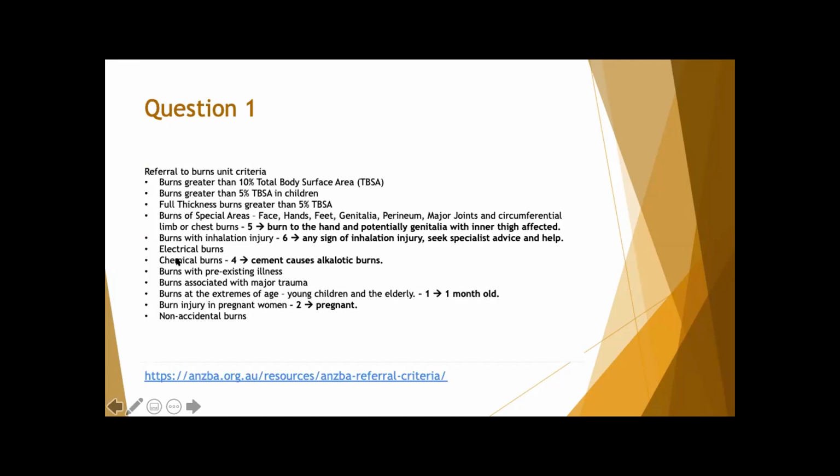For the cement burn, that's technically a chemical burn. It's an alkalotic burn. And then for the chef who scalded their hands and inner thigh, that's a special area, and you've got to also rule out genitalia burn. And for the firefighter, they have an inhalation injury, so they have to be hospitalized and at least be observed.